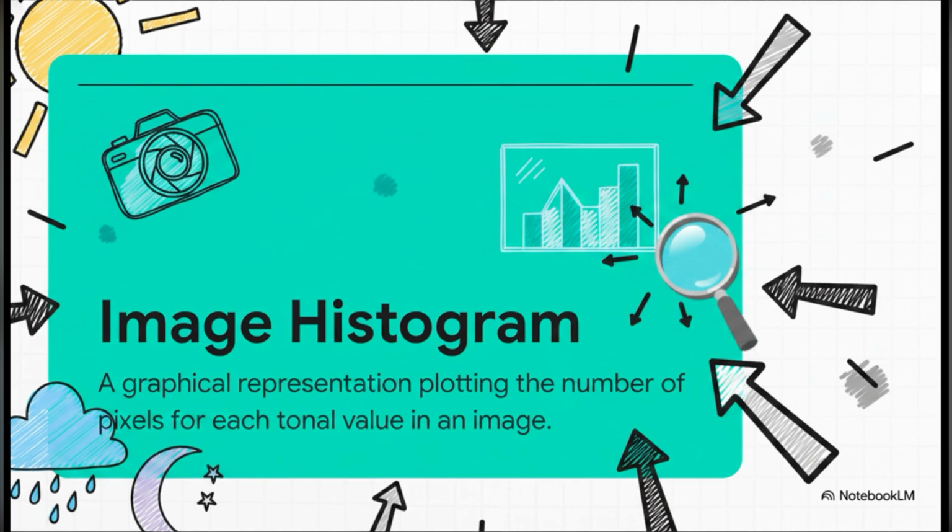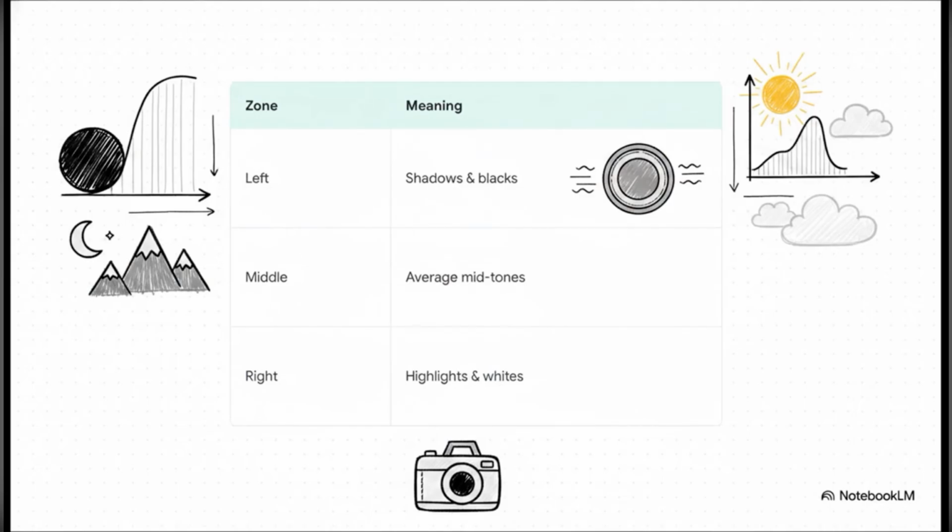But the histogram is the absolute, undeniable truth of your exposure. It plots out exactly how much data exists at every single brightness level, period. And the best part is, reading this graph is incredibly simple. Pushing your camera's exposure settings so the data piles up on the left side, that brings out the darks and the true blacks. Keeping all that data clumped in the middle gives you those average grays. And pushing the data over to the right side, that's what highlights your brights and pure whites.